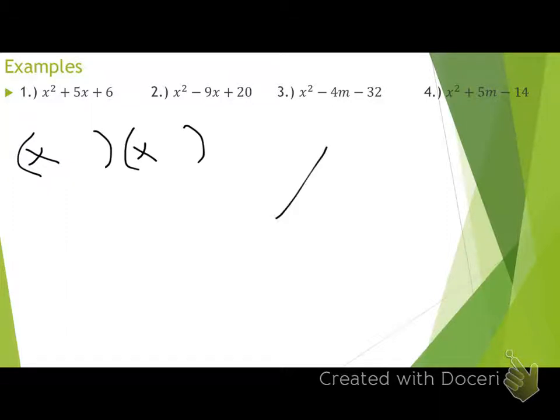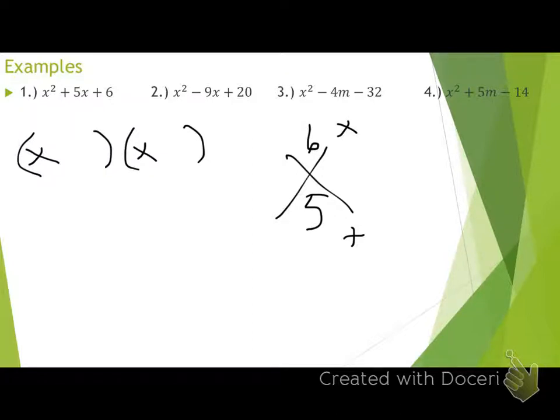Now, I'm going to create my x puzzle. My c value always goes up top. So my c value is 6. My b value is 5. So I'm looking for values, numbers, that multiply to give me 6 and add to give me 5. So I'm thinking of multiples of 6, or factors of 6. So 2 factors of 6 are 1 and 6, because 1 times 6 gives me 6.